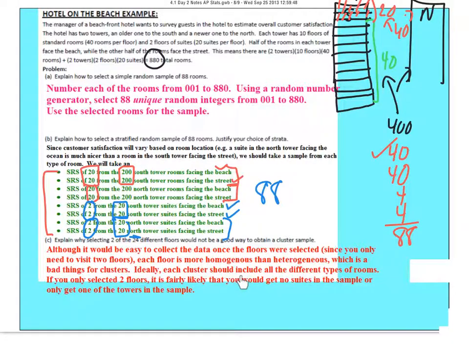Ideally, each cluster should include all different types of floors, including the suites, and it should include the beach side and the street side. If you only selected 2 floors, it's fairly likely you would get no suites in the sample at all, and you would just have the basic rooms. So in this case, a cluster sample would not be adequate. Your strata is your best option.